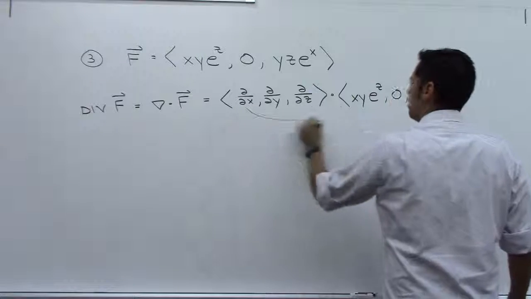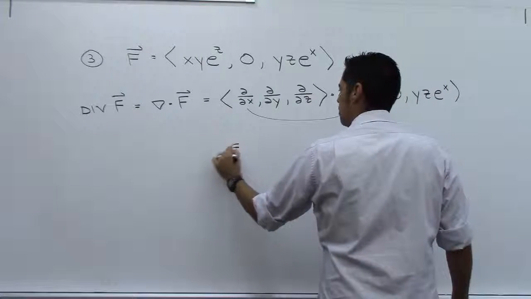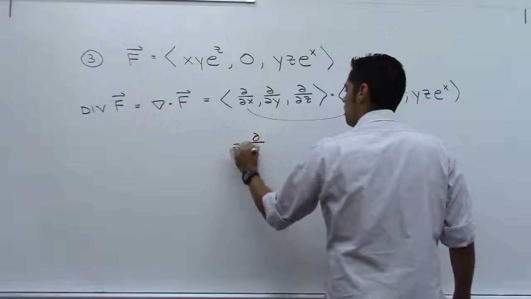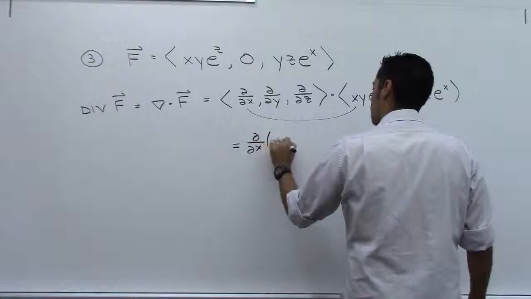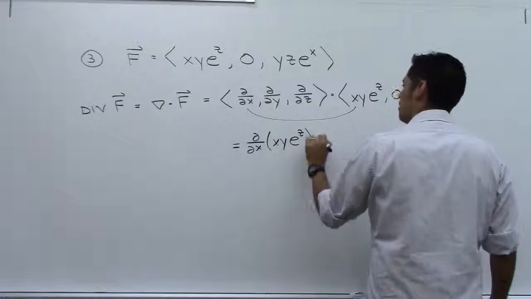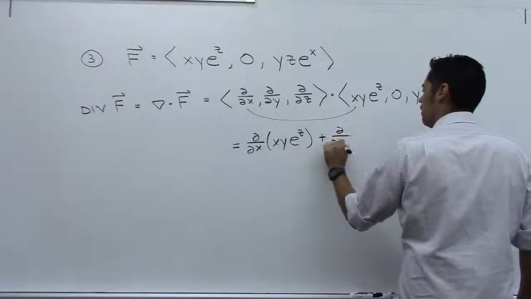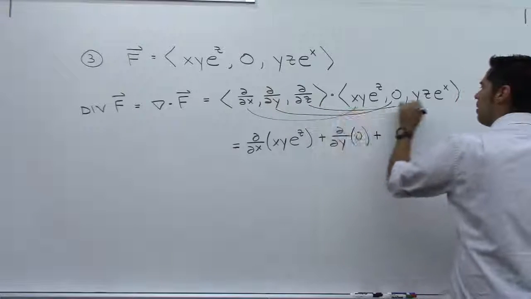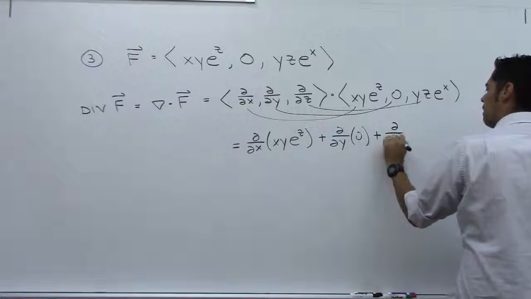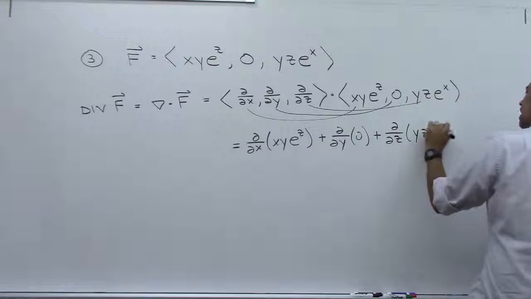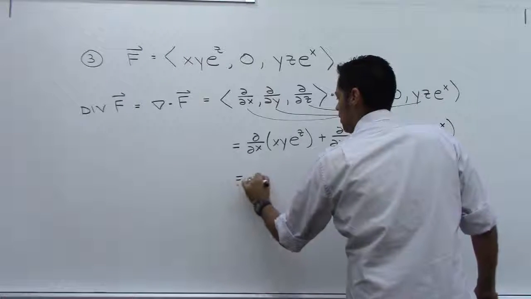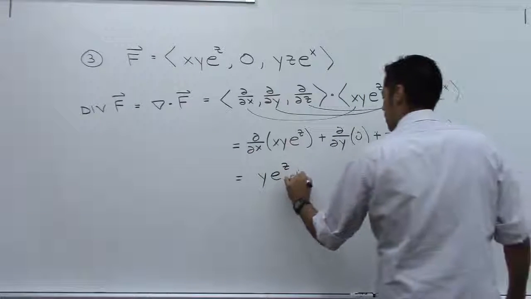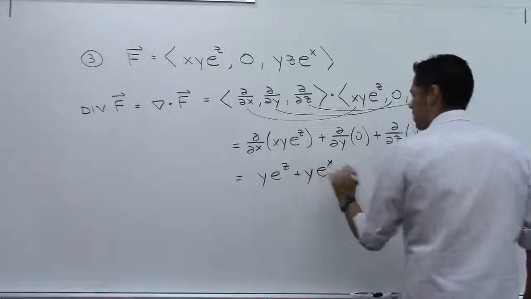So we do this and this, which would be equal to, remember the div is going to be a scalar, it's not a vector, so we're going to get partial with respect to x of xy e to the z, plus partial with respect to y of this, which is 0, that's just going to be 0, plus partial with respect to z of yz e to the x, and this is just going to be y e to the z. This is 0. This one is plus y e to the x.